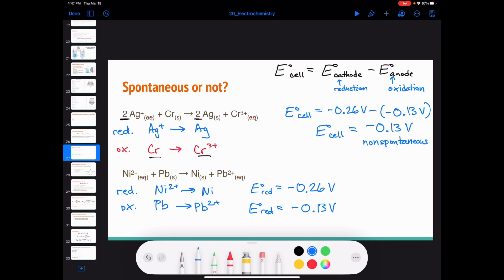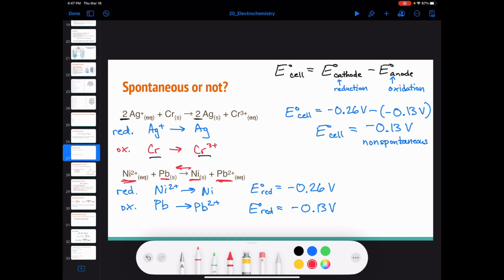And so what I would actually want to do is the reverse of this. If I wanted to make a good battery, I'd have to take nickel metal and lead ions and go the opposite direction to make lead metal and nickel, right? I'd have to go in reverse, and then I'd flip the sign on it. It would be a positive 0.13. It wouldn't be a very high voltage, but at least it would be spontaneous at that point.